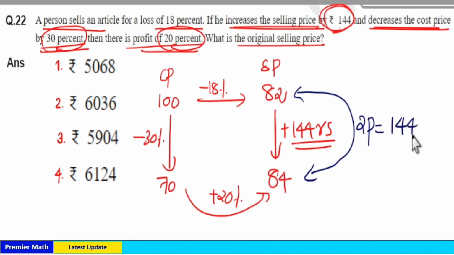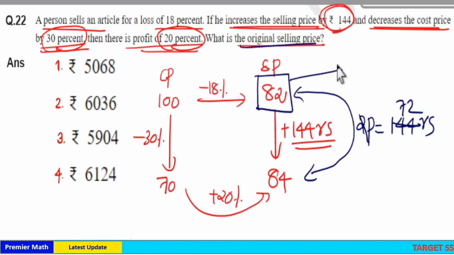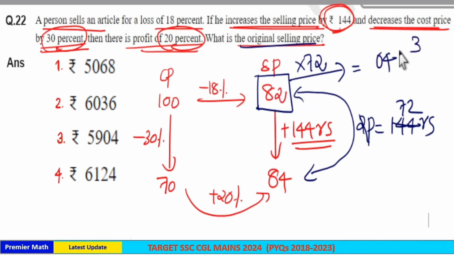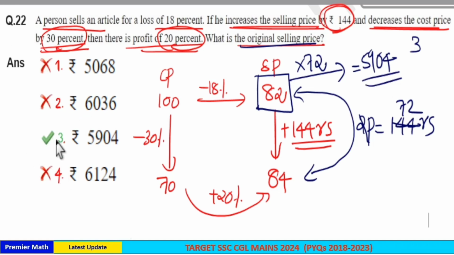So 2 part is equal to 144 rupees. Exact 144 rupees. In the question it is given that the difference between initial selling price and current selling price is 144 rupees. And here 82 and 84 difference is 2 part. 2 part is 144 means 1 part is equal to 72 rupees. If 1 part is 72 rupees, we need the original selling price, which is 82 part. So 82 into 72 is the original selling price, which is 2 into 2 is 4, 7 into 2 is 14, plus 8 into 2 is 16. 16 plus 14 is 30, remaining 3, 8 into 7 is 56, 56 plus 3 is 59. So option 3 is your answer.